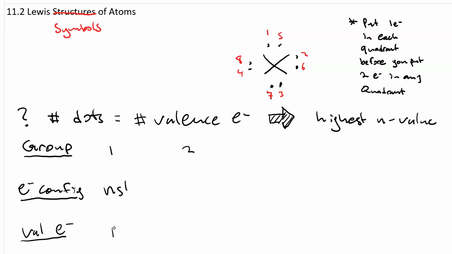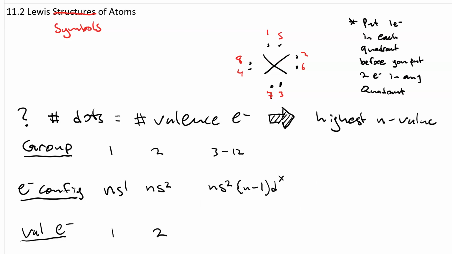Group 2 elements have electron configurations that end in ns2, like magnesium, which is 1s2, 2s2, 2p6, 3s2. In this case, n equals 3. But that means there are 2 valence electrons for group 2 elements.